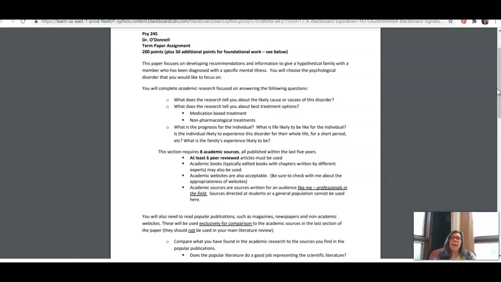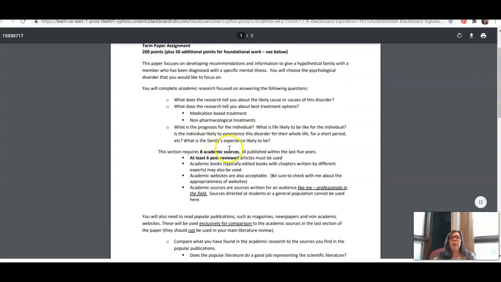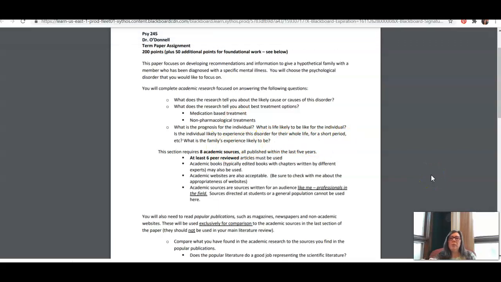So you need 8 academic sources, and you're going to use those sources to answer this set of questions that you see in front of you in these 3 bullets. So what does the research tell you about the likely cause or causes of the disorder? We're going to talk a lot this semester about the word etiology, which refers to causes. And so this is your etiology section or your cause section.